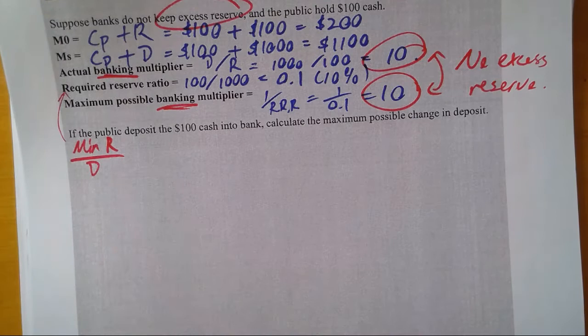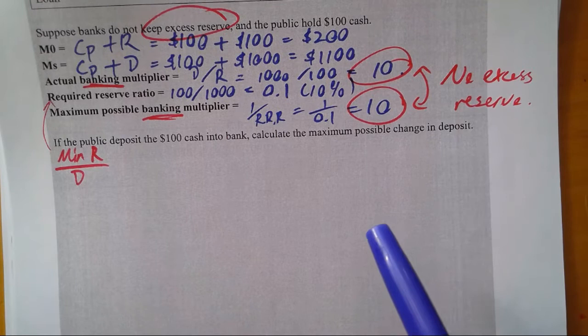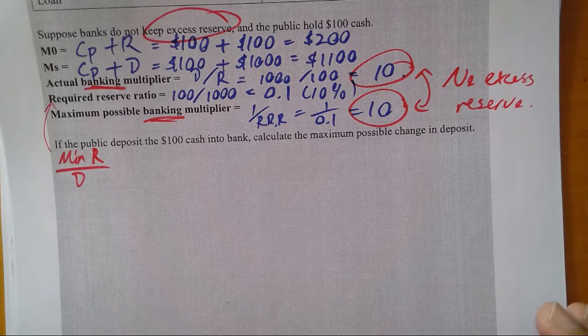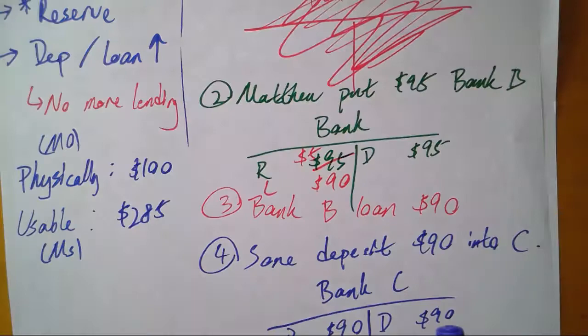It says, let's say the public deposits this amount of cash in the bank. We need to calculate the maximum possible change in deposit. Actually there are two ways to do it. Let's do the normal way first, which I always say is not the best way, but let's do the normal way first. Let's use another paper.